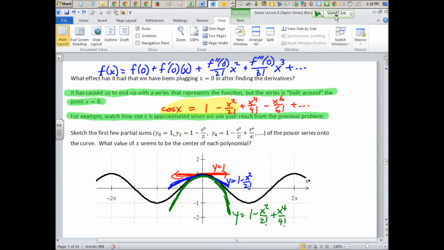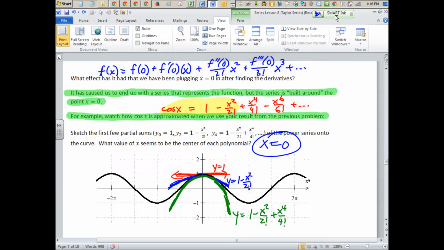As you sketch out the first few partial sums, what value of x seems to be the center of each polynomial? Obviously 0, right? So x equals 0 seems to be the spot we are really approximating around, or building our power series from. So when I was in college, the professor would always say, the center of convergence is 0.